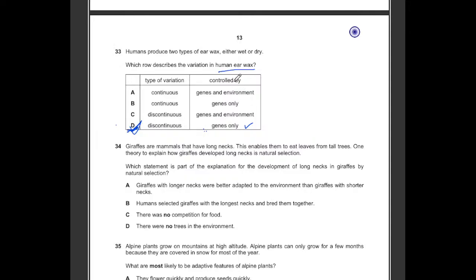Discontinuous. And if you are getting stuck on continuous and discontinuous, check out this one, earwax. Environment does not help in this one, earwax. Okay, it's about the genes here. So genes only is the answer. Continuous, discontinuous, it's a discontinuous variation kind of thing. Okay, moving to the 34th question.